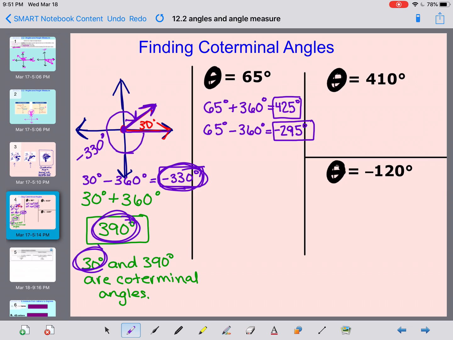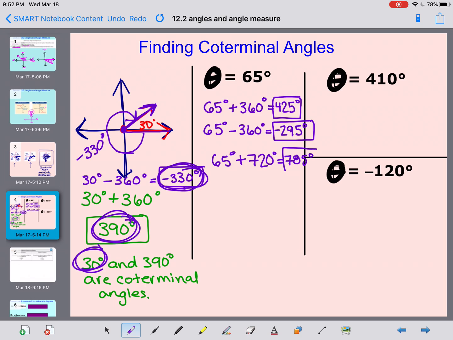Now there are an infinite number of coterminal angles, right? Infinite. These are not the only two coterminal angles to 65. What we can do is keep adding or subtracting multiples of 360. So I could have added 65 plus 720, right? That's two full rotations away from 65. That would get me 785.